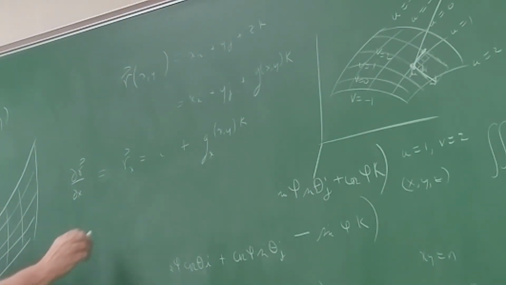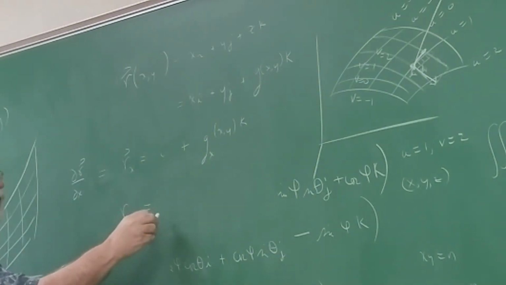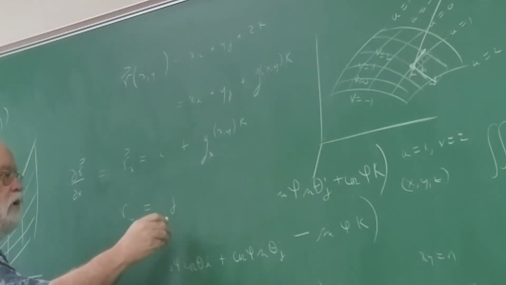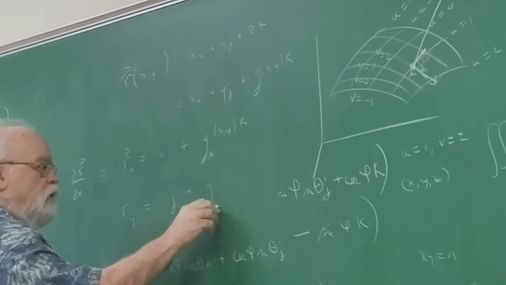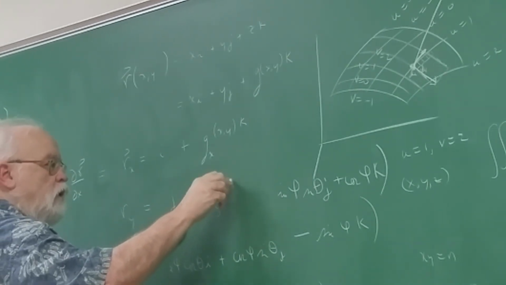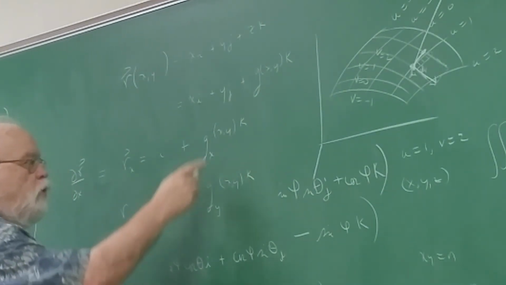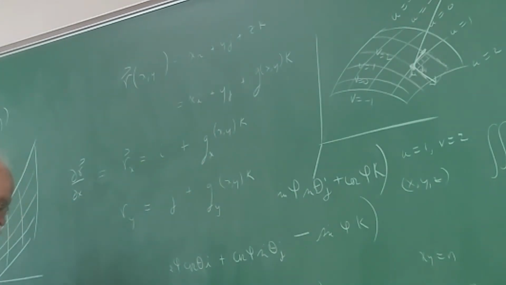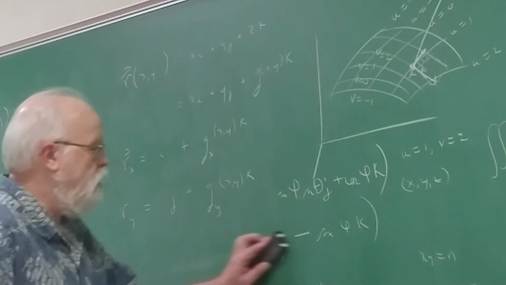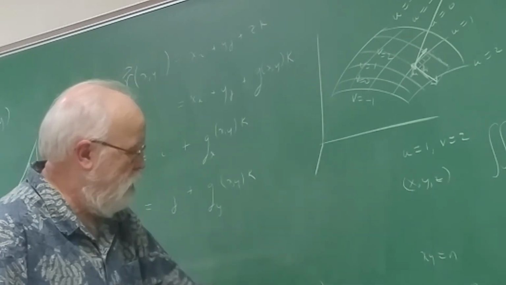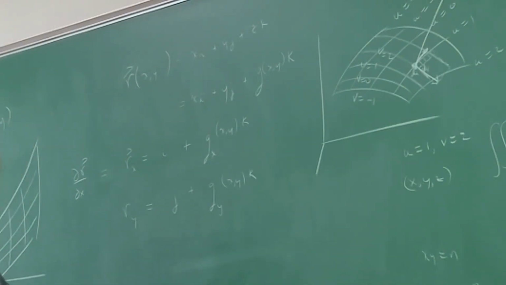And then r sub y, which is gonna be j plus g sub y k. And I'm gonna quit writing the of x, y's because I'm tired of it. It's redundant.